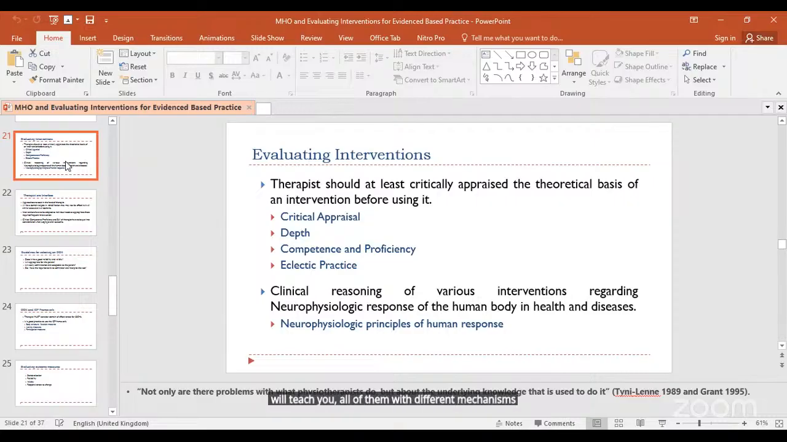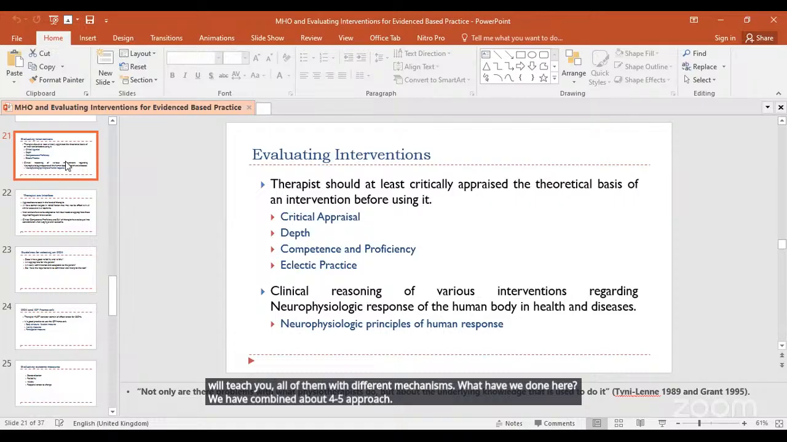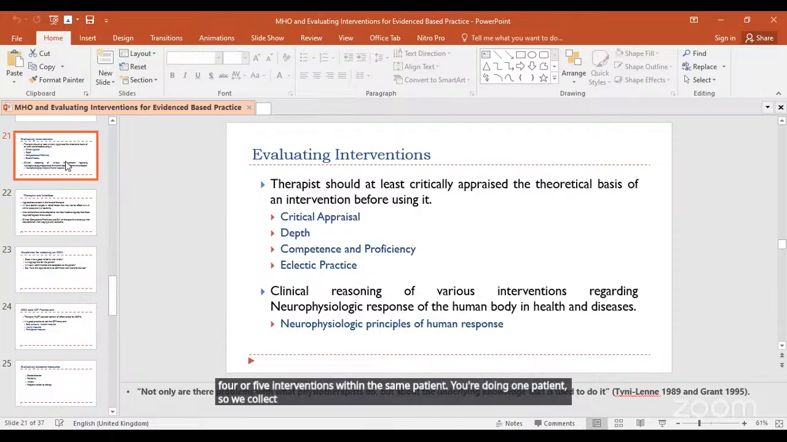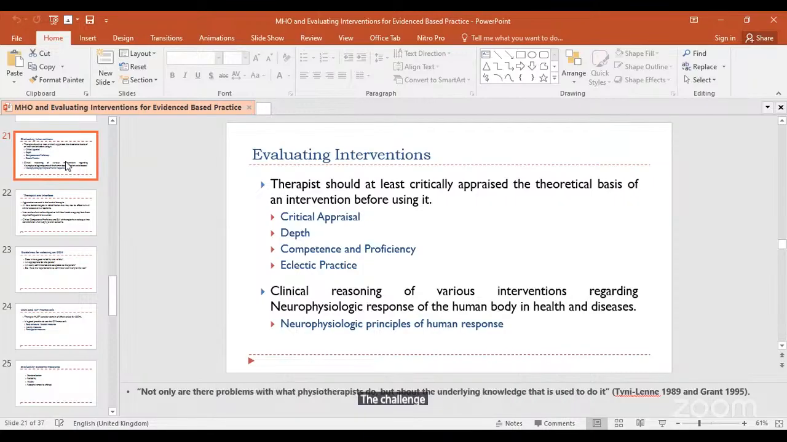What have we done here? We have combined about 4 or 5 approaches, 4 or 5 interventions within the same patient, within one patient. So we are eclectic basically. The challenge we might have here is that sometimes within a single therapy session, we are using both restorative, rehabilitative, and compensatory at the same time.